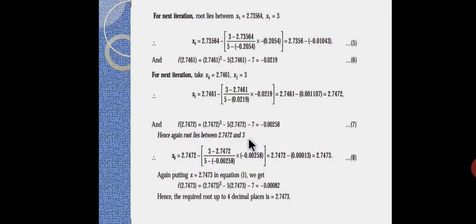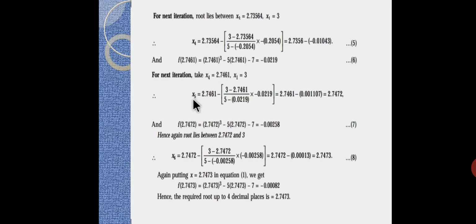So hence again the root lies between 2.7472 and 3. So the formula for the next iteration is x6 is equal to x5 minus (x1 minus x5) by (f of x1 minus f of x5) into f of x5. We substitute the values x1, f of x1 and x5, f of x5. We get x6 is equal to 2.7473. So we observe that from the 5th and 6th approximations we conclude that x is equal to 2.7473 be the required root.